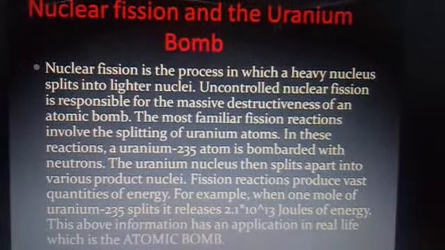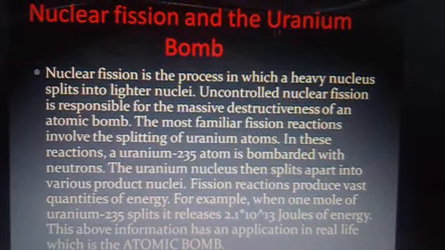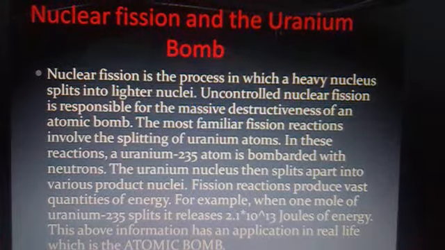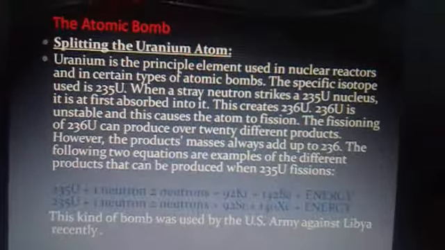Fission reactions produce vast quantities of energy. For example, when 1 mole of uranium-235 splits, it releases 2.1 × 10^13 joules of energy. This information has an application in real life, which is the atomic bomb. Example 1. The atomic bomb.